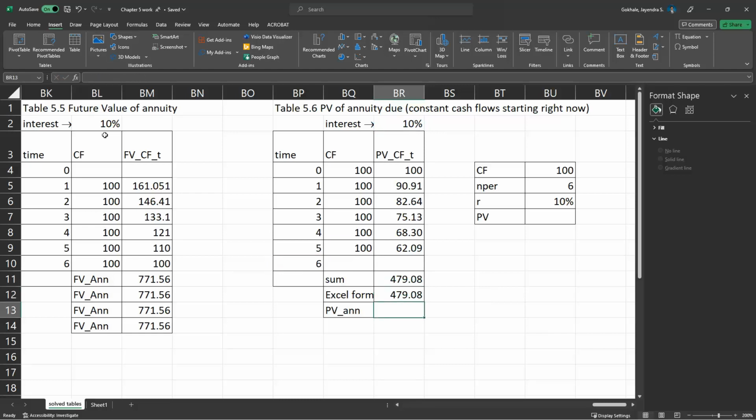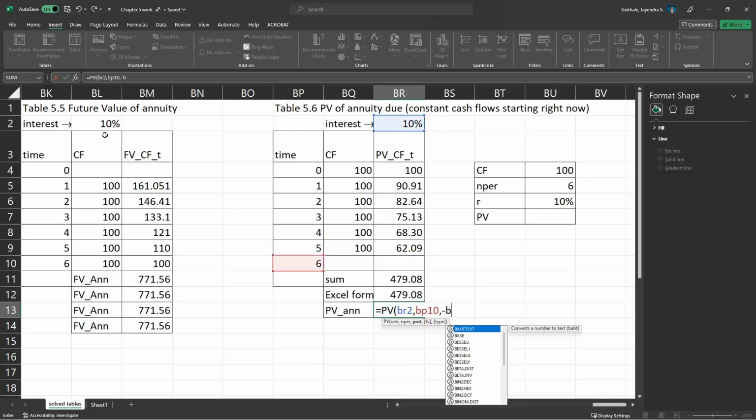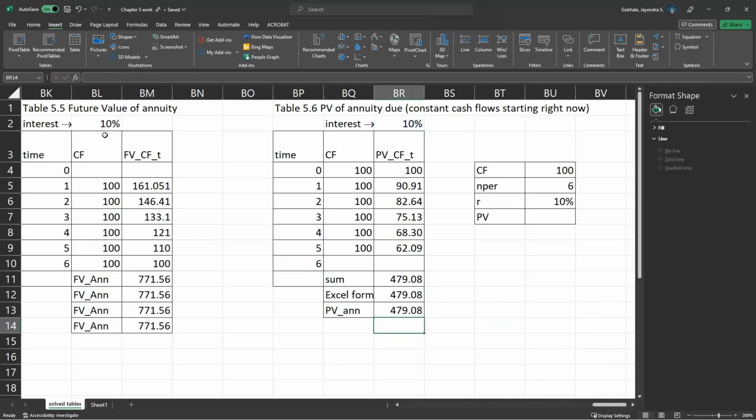Now we can do this using the present value of annuity. So present value BR2 comma BP10 comma minus BQ9 comma 0. And suppose we forgot to make the type as 1. No need to worry, because an annuity due is similar to annuity, except it's shifted closer to us by 1 period, makes it more valuable. So times parenthesis 1 plus BR2. Same answer. So these are multiple ways to find out present value of annuity due.